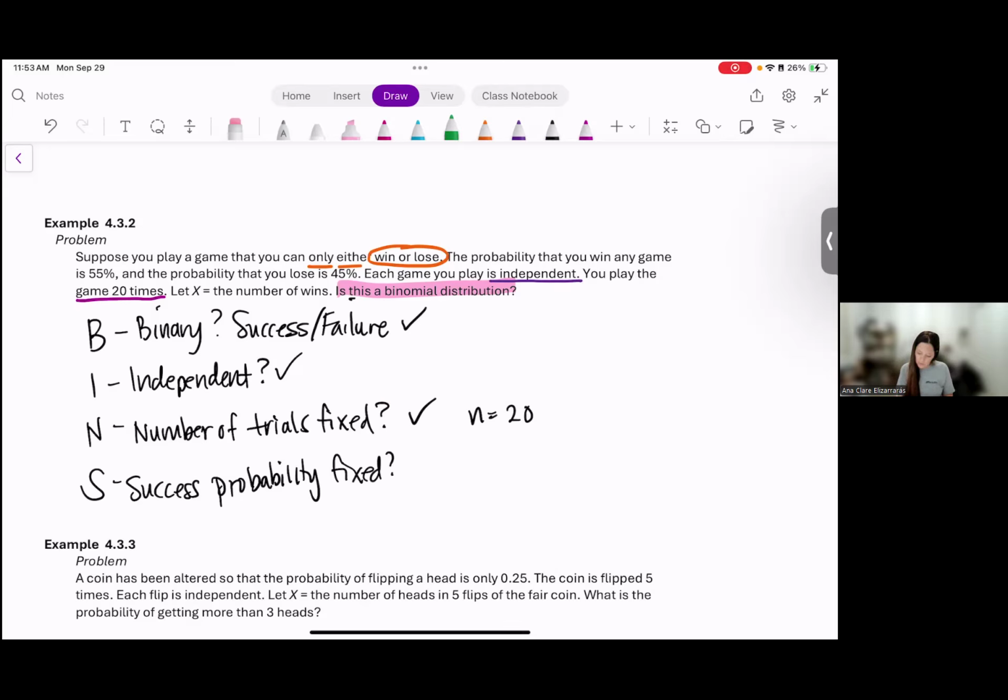The other piece of information I'm given is that the probability you win any game is 55%. So this is a yes, and the probability equals 0.55 or 55%, however you want to write it. So B, I, and S all meet the criteria. Yes, this is a binomial distribution.